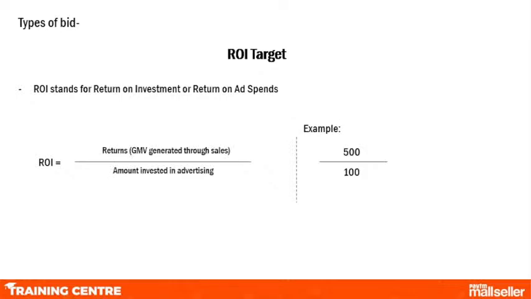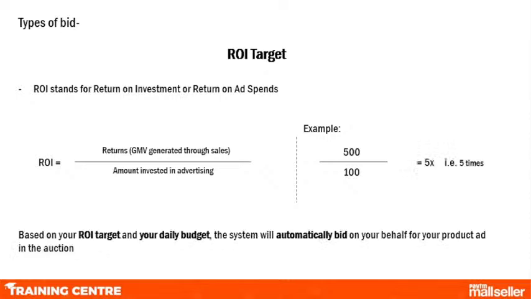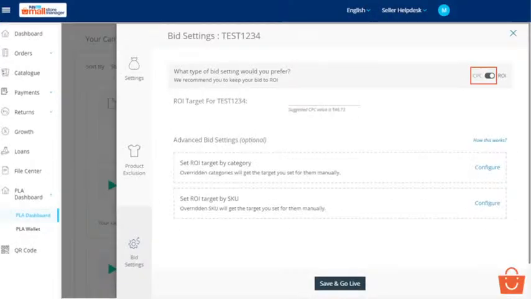Based on an ROI target and your daily budget, the system will automatically bid on your behalf for your product ads in the auction. Please note, bids are set on campaign level. You can update CPC or ROI on a category or a SKU level. Whenever a customer clicks on the product ad, you will be charged for that click according to the CPC or ROI set. If you want to select the CPC bid type, move the toggle button to CPC.